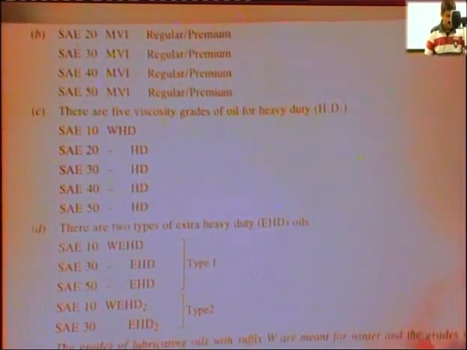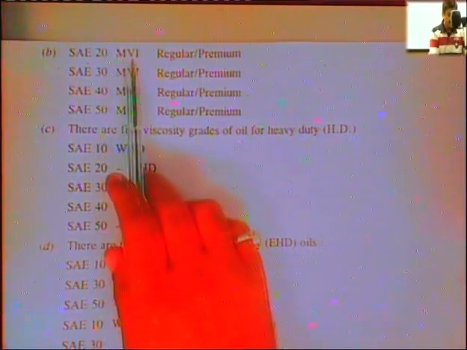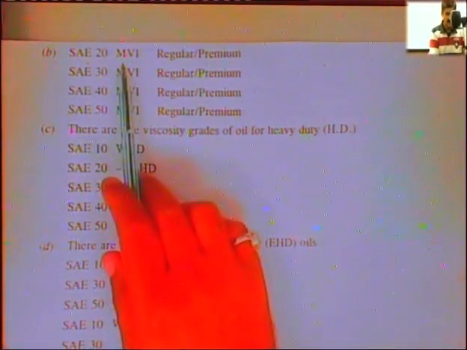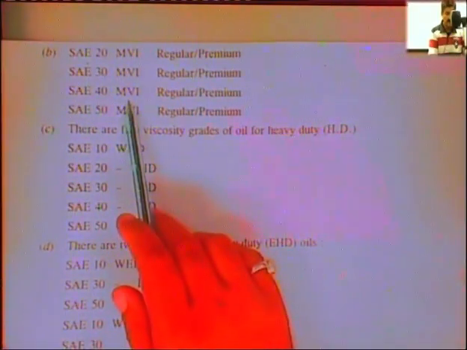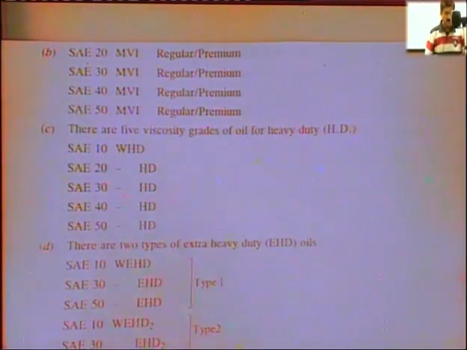Next is the medium viscosity index oils. Similarly, here SAE 20 MVI shows that this is a medium viscosity index oil. These viscosity indexes will decide the application of this lubricating oil. Similarly, regular and premium standards come under each grade of the oil.